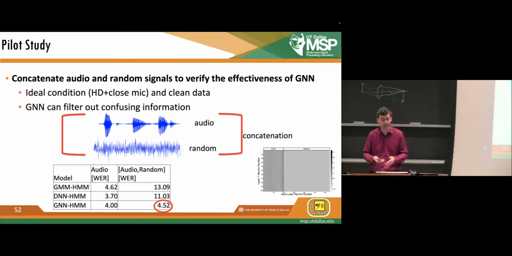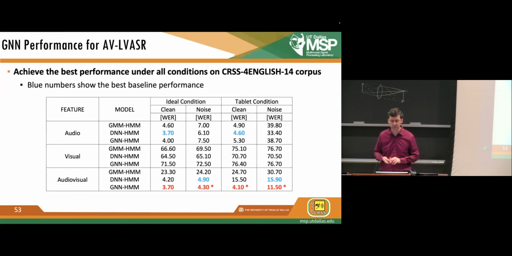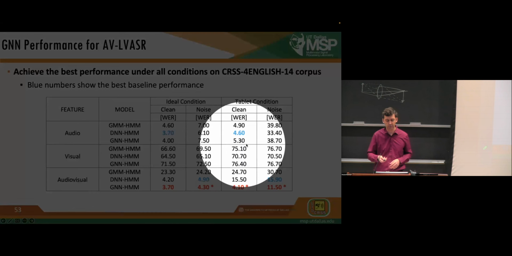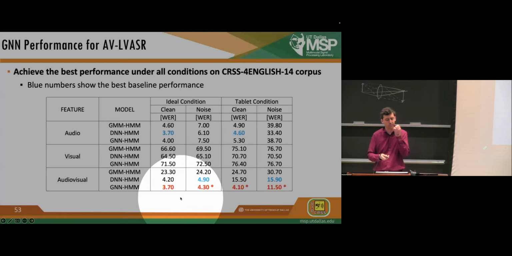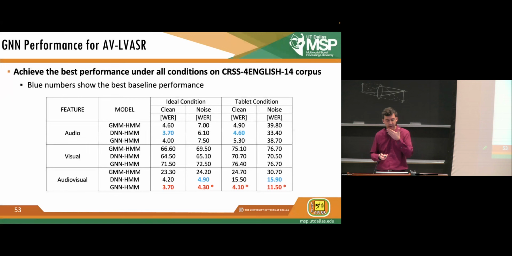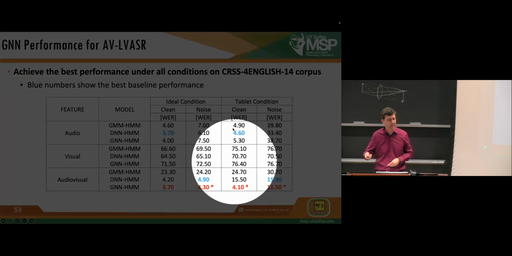So then we went on to perform our evaluations on our corpus. Here we have the model trained with only audio, only visual information, and then audiovisual information. On the columns you have the ideal conditions, which is when you use the close talk mics and a high resolution camera, with clean audio and noisy audio. Then you have the tablet conditions. This is the most challenging condition because, again, the sensors were a bit farther from the subject.